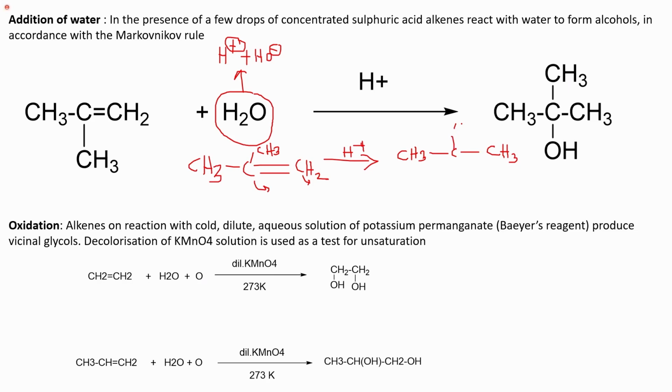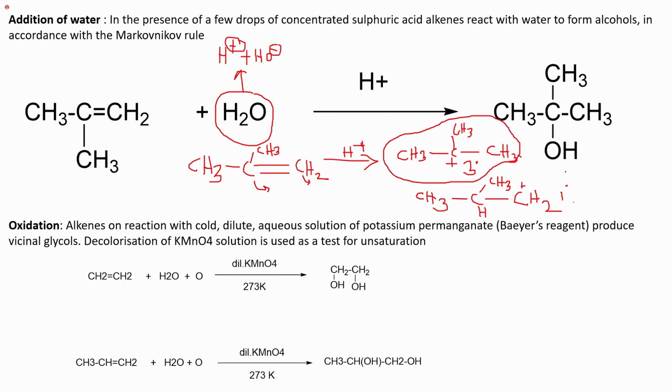Now the other possibility: if hydrogen adds to this other carbon, then what will it form? CH3, CH, hydrogen comes here, methyl is also present here, and it forms CH2 plus. So this is a 1-degree carbocation. This is very less stable, so it will not go in this way. It will always follow the more stable carbocation.